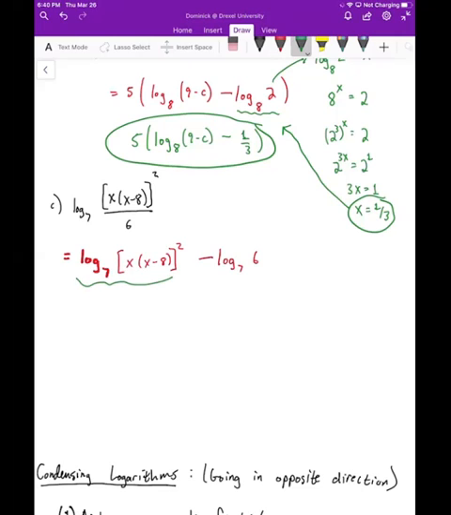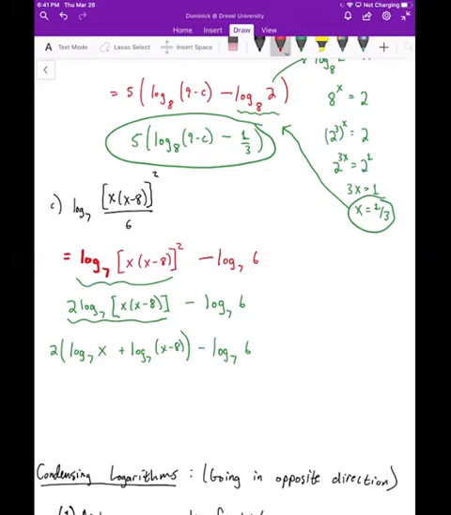Now on this part here, we can bring the 2 out. Log base 7, x times x minus 8, minus log base 7 of 6. And now, of course, if I use my parentheses carefully here, we can say this is 2 log base 7 of x plus, so it's going to be a multiplication, log base 7 of x minus 8, close my parentheses, and then minus log base 7 of 6. And that's the best we can do there. All right. So that's what we mean by expanding these different logarithms.